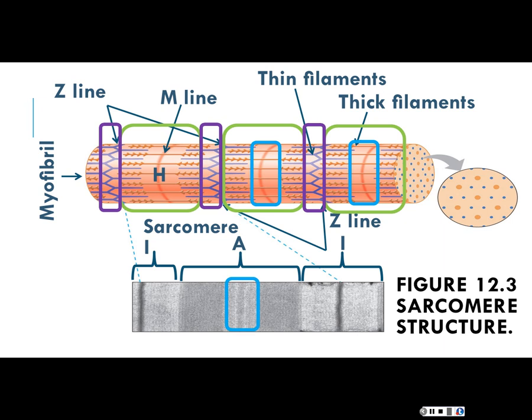So we have shown one highlighted here in the blue as well. So again, the H zone is in the center of the A band, or the dark band, right along the M line, where there is no what? Thin filaments projecting in there.